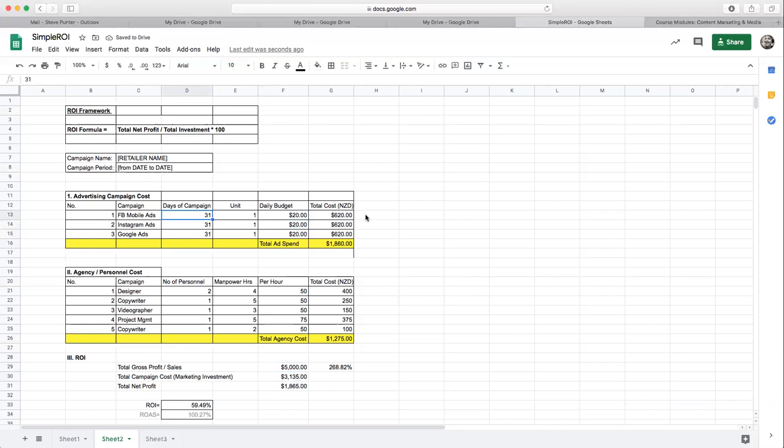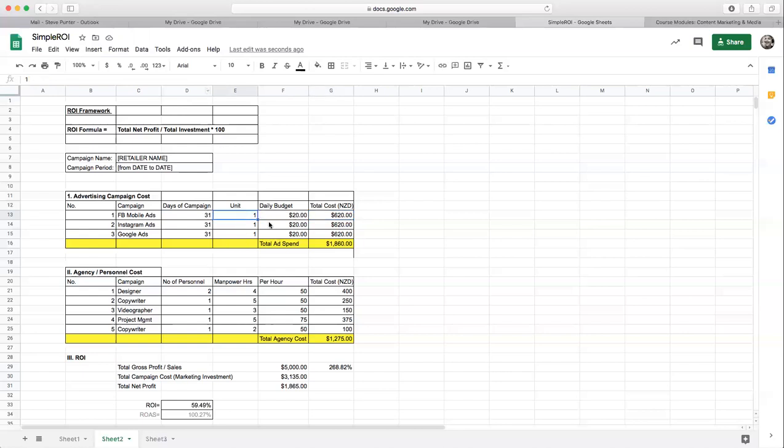So the sums that I'm using are just basic Excel multiplication sums. You can see my fields at the top here, just keep an eye on those. Days of the campaign doesn't have a calculation. The unit and measurement doesn't have a calculation. The daily budget doesn't have a calculation. The only one that does have a calculation is the total cost, which is D13 multiplied by F13. So F13 is my daily budget, and D13 is my days of the campaign.